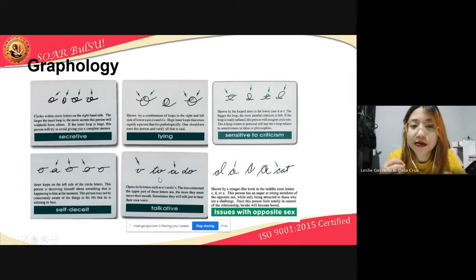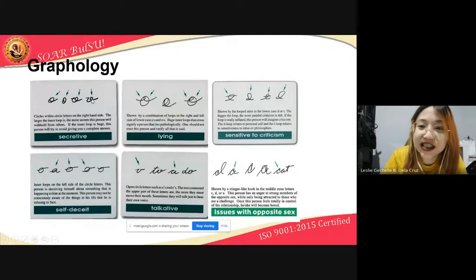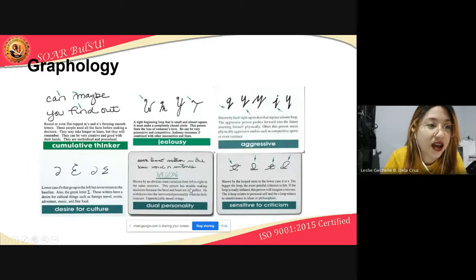Ano pa? Ito, talkative. Kapag talkative ka, madaldal ka, di ba? At open ka. So, katulad nito, open sila. Unlike secretive, closed. Kikita nyo ba? Closed na sila dito. Ito open. Ganon. Okay? What else? Ito naman, jealousy.